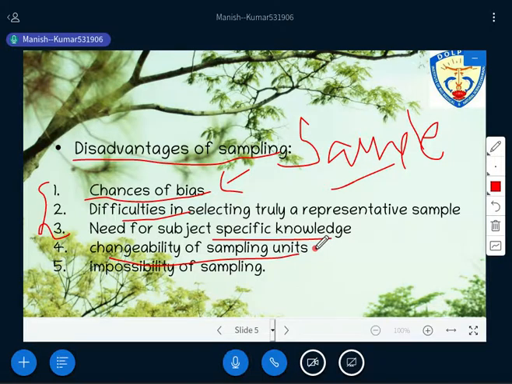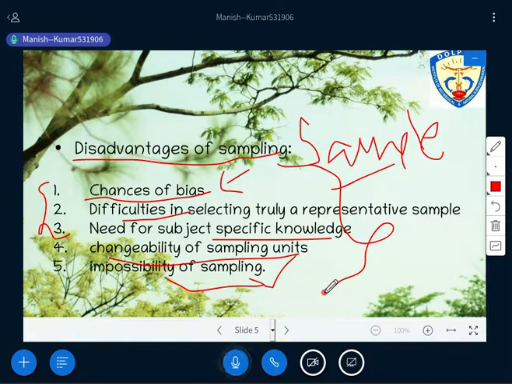Is it okay? And finally, the impossibility of sampling. As I told you, this is similar to changing the sampling unit, because if the population is either too small or heterogeneous, it is very difficult to get a sample out of that. So these are some of the disadvantages of sampling.